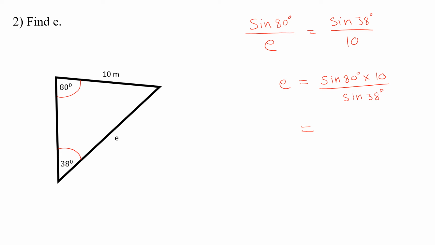And from here again, I'll go to my calculator and I type all this. I'll put it in one go because I know my calculator can handle that. So sine 80 multiplied by 10, all divided by sine 38. And according to my calculator, I am getting an approximate value of 16 meters. And this, of course, is rounded off to one decimal place. So E is 16 meters.